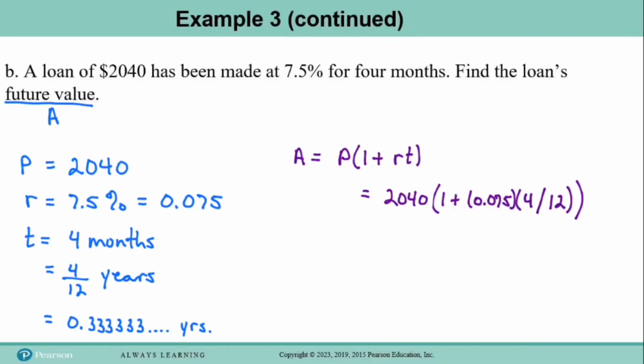And just to wrap up this example, we did get a future value of $2,091, and so of course that means that the 2040 plus the amount of interest that's paid on the loan would total to $2,091.